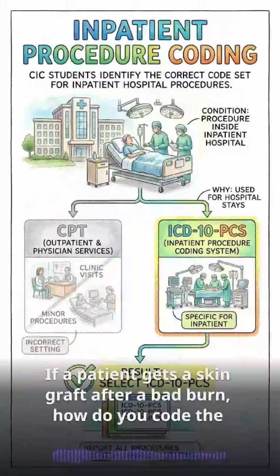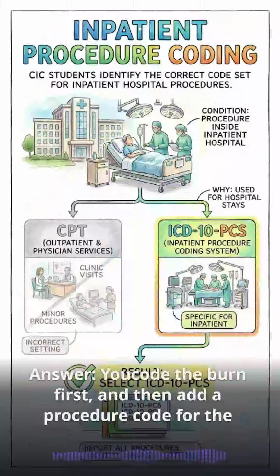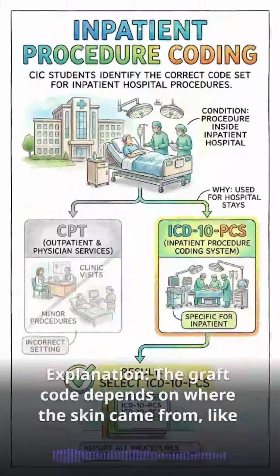88. If a patient gets a skin graft after a bad burn, how do you code the graft? You code the burn first, and then add a procedure code for the specific skin graft. The graft code depends on where the skin came from, like the patient or a donor person.